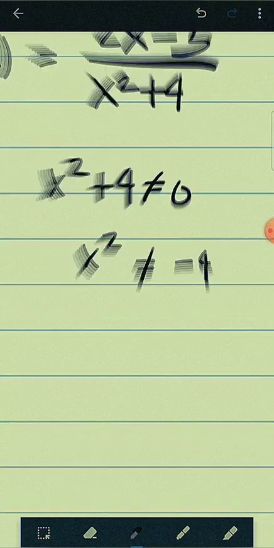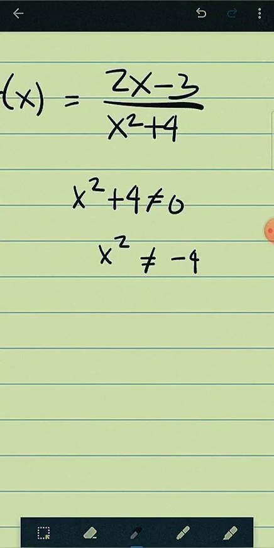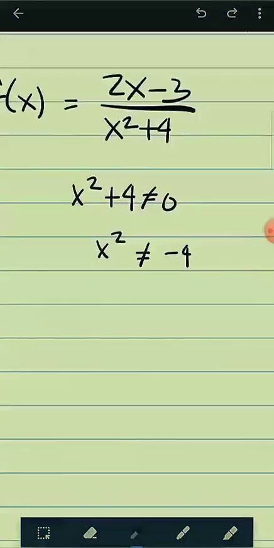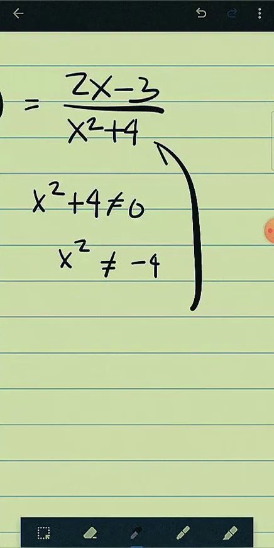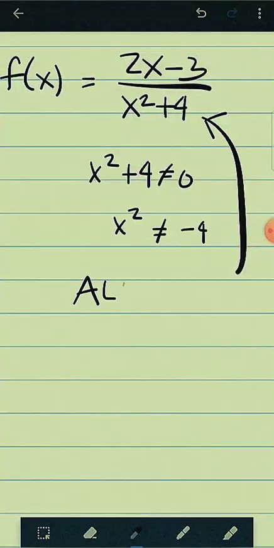So if you think of it, is there any number that if you square it will give you negative numbers? I think there's none. Because even if the number is negative, let's say negative 1, when you square that it will give you a positive number, right? So there's no number that will give you negative 4. Even if you say negative 2 squared, it will give you 4 and not negative 4. Therefore, the domain of this function is all real numbers.